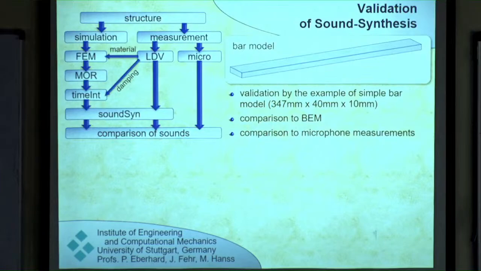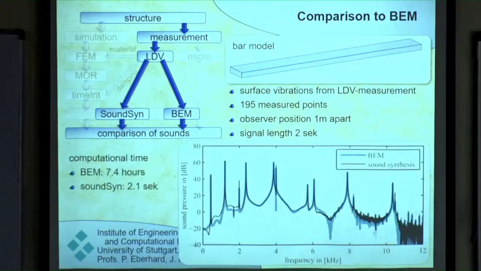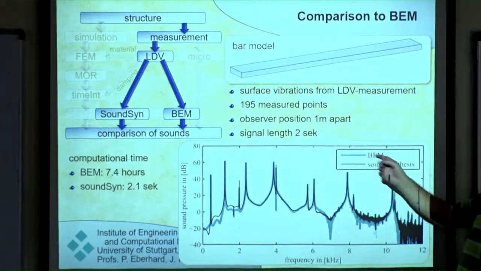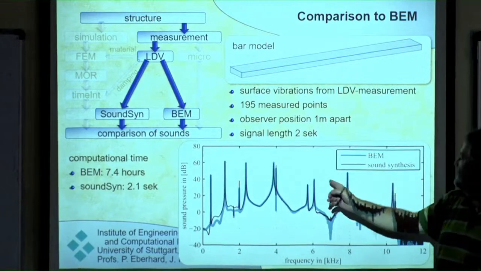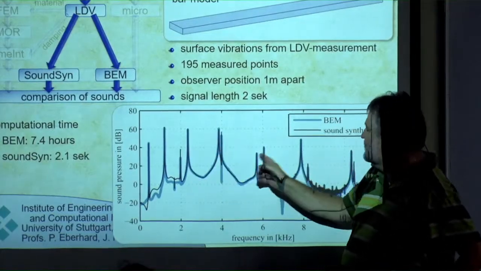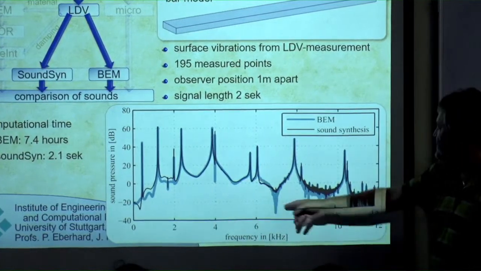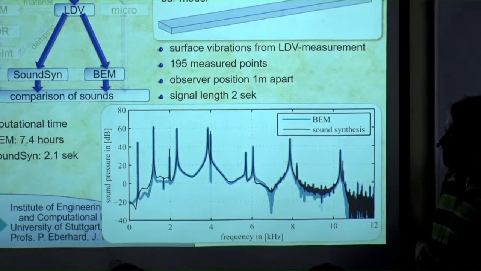Okay, now how can we validate this? When we want to validate this, we always need something different to compare it to. And here our comparison was with the boundary element method. Boundary element method is well established for acoustical simulations, and so we compared the boundary element simulations with microphone measurements. And here you can see one of these results. Again, frequency, here the sound pressure. Here the blue curve is the boundary element method. The black curve is our sound synthesis. And you can see the positions of the peaks agree very nicely. Sometimes there's a small difference. These things here are not interesting. Here the frequency is getting too high, also not interesting.